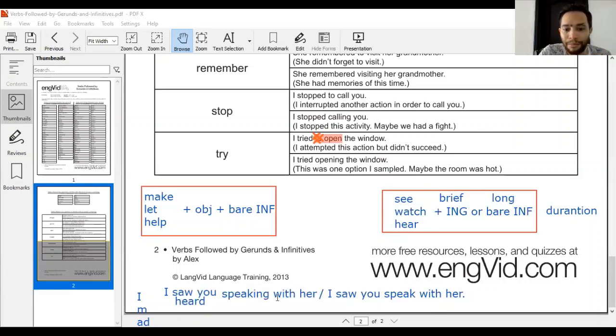I hear you speaking with her. Yo te oí hablando con ella, right? Por ejemplo, iba pasando y escuché que estabas hablando. Oh, mira, está hablando con ella, right? Pero fue algo corto. Pero si yo digo, I hear you speak with her, eso quiere decir que te escuché y me quedé y escuché por mucho tiempo la conversación que tenía con ella, right? That's the only difference between these things.